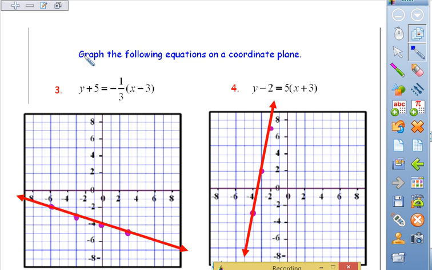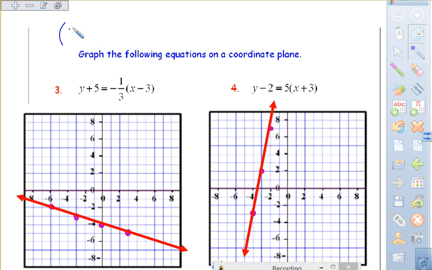Number 3, the point that we pull out is 3, -5. And our slope is -1/3. So I found my point 3, -5 first, and then I went up 1, backwards 3. So I did 1, -3.